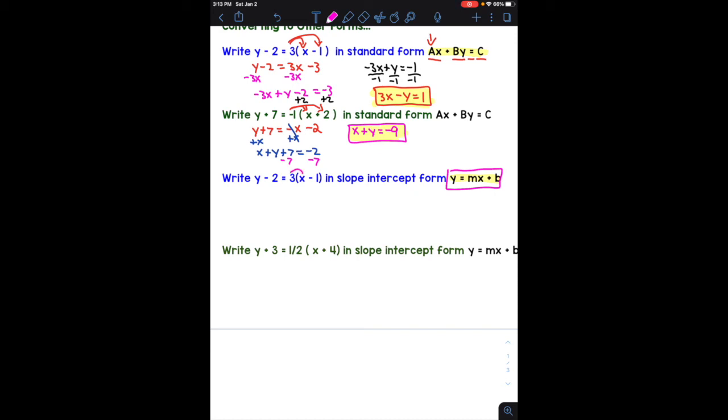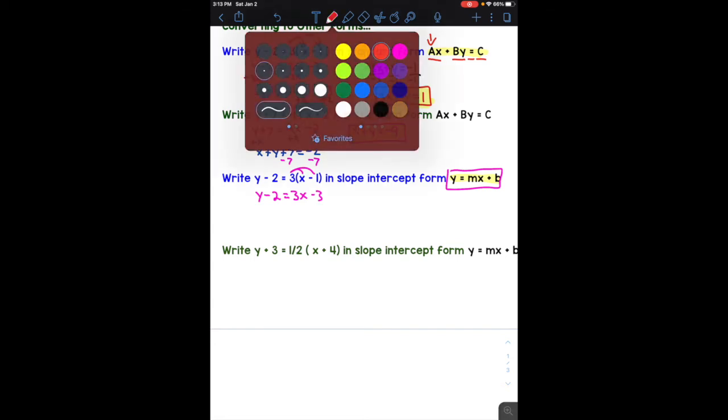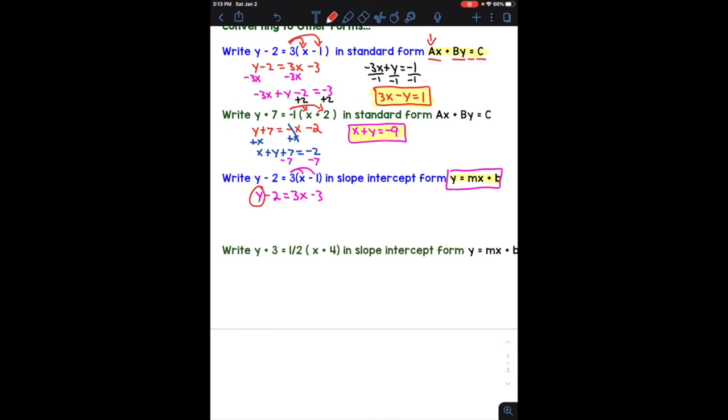Again, the first thing you're always going to do is distribute the slope, so it's y minus 2 equals 3 times x is 3x, and 3 times negative 1 is negative 3. The last step, since I want to solve for y, because in slope-intercept form, y is by itself, I'm going to add the 2 to both sides. Notice on the right side, I'm adding it to the -3 because those are like terms, and we will get y equals 3x minus 1. This is our slope-intercept form for our equation.